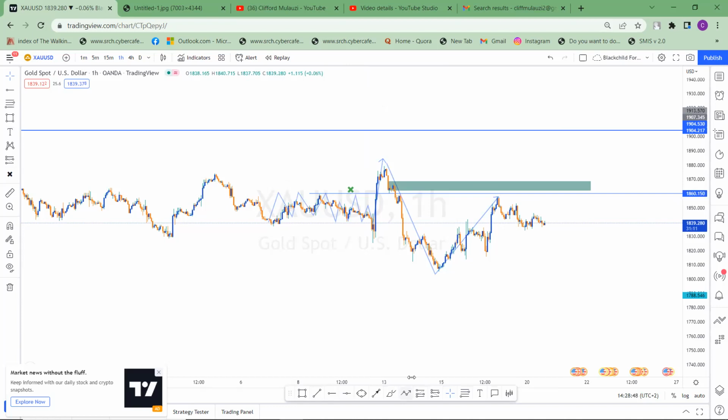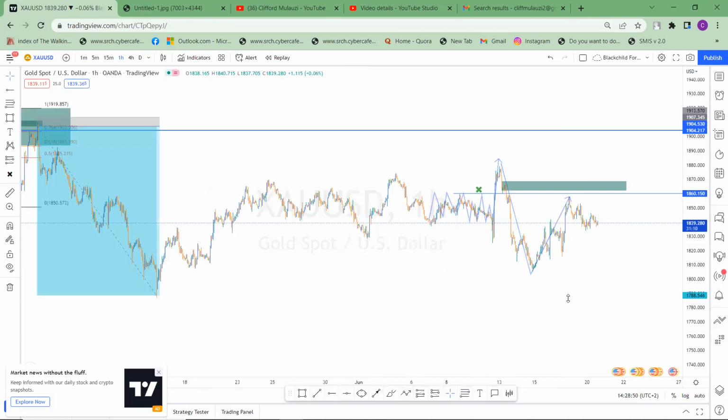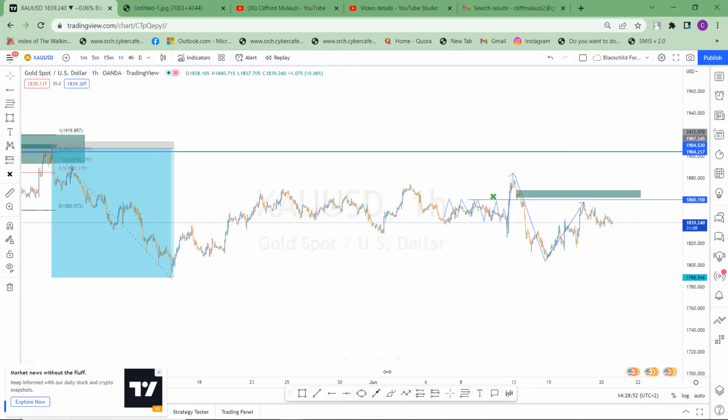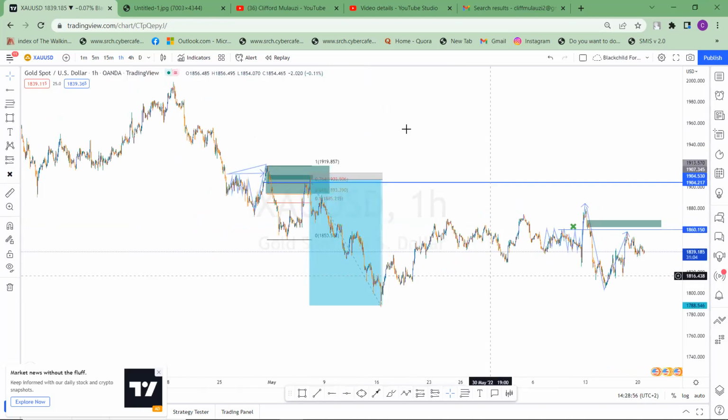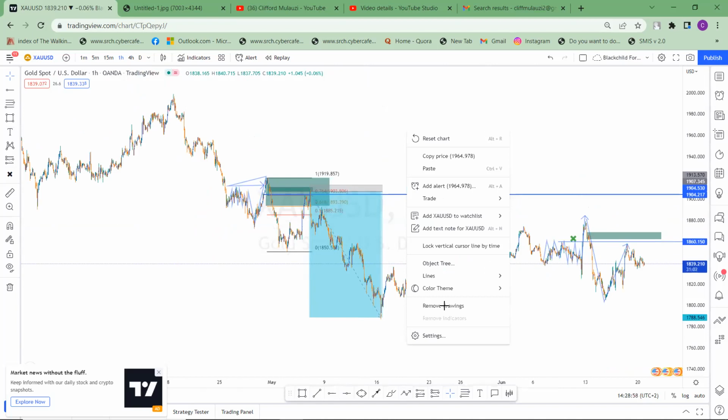Okay, so guys, I've explained how to choose the correct order block. If you haven't understood that one, guys, just play the video again. But I always try my best to make myself clear.